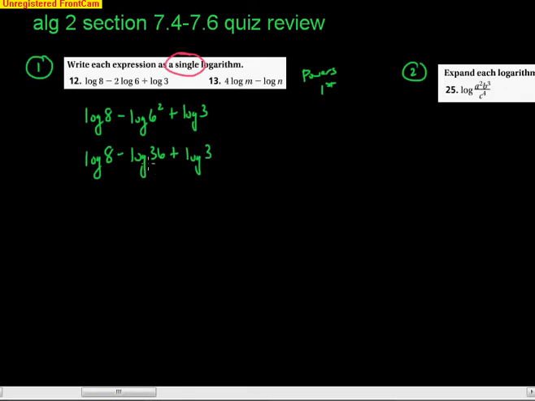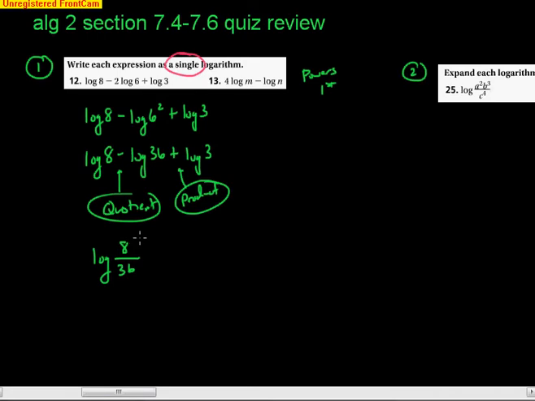And now we have a quotient rule there, if I could spell quotient, because of the subtraction. And we have a product rule there because of the multiplication or the addition. So if you're doing a quotient, you go to the bottom. If you're doing a product, you go to the top. So we have one log. So the 8 is on top because it's first. The 36 goes to the bottom. And this 3 goes on top because it has a plus sign in front of it.